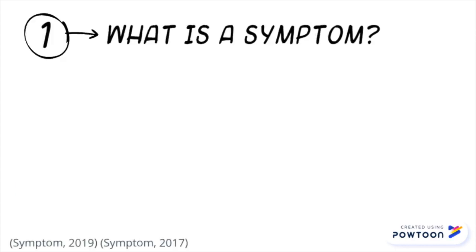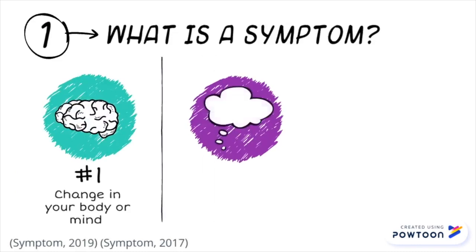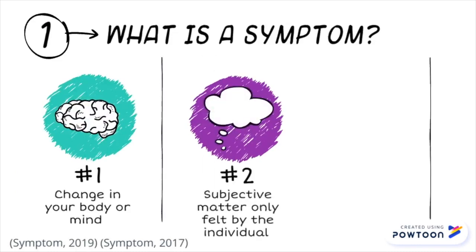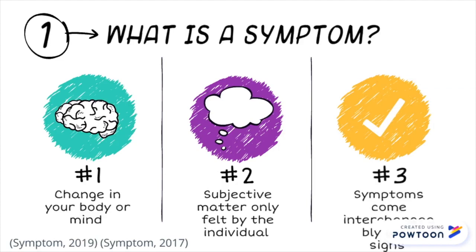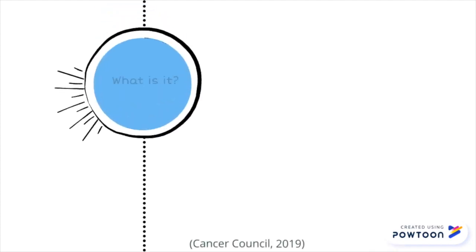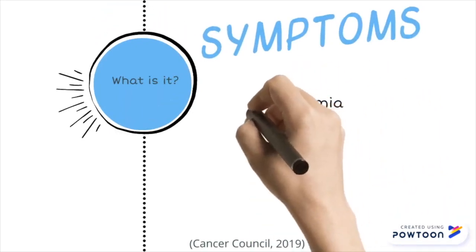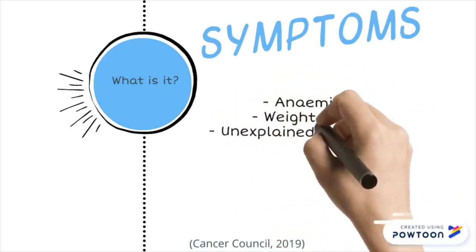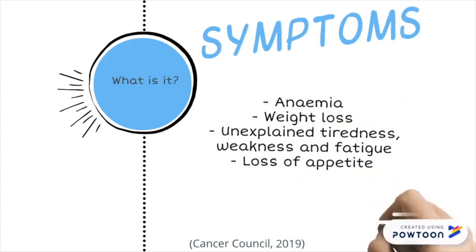A symptom is defined as a change in your body or mind. It is identified as a subjective matter and is only felt by the individual. It is a withdrawal from usual function where the individual is able to identify a change in function or feeling. However, symptoms usually come interchangeably with signs. Depending on where the development is, clinical manifestations may appear differently for some. However, some common symptoms experienced include anemia, weight loss, unexplained tiredness, weakness, fatigue, and loss of appetite.